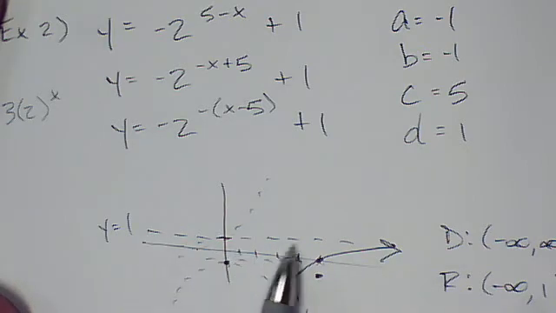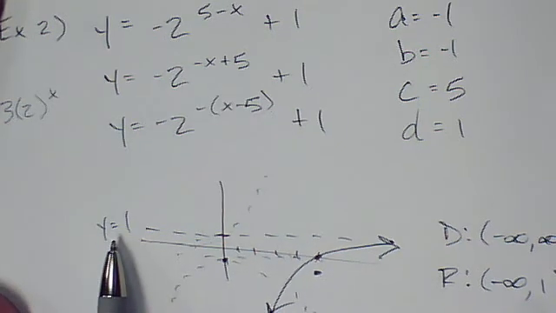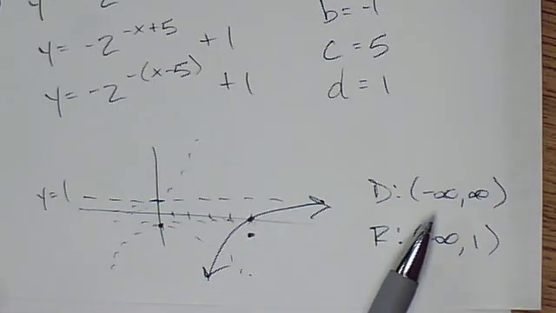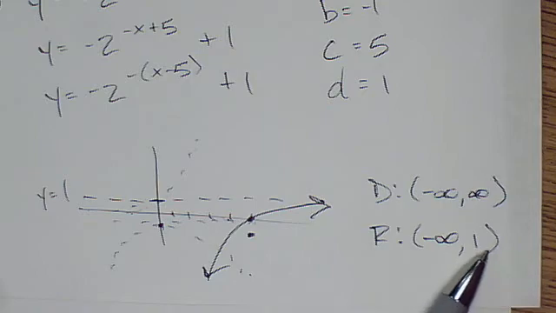Because it moved up 1, the horizontal asymptote is now at y equals 1. Here's your domain. It's always going to be all real numbers. Your range comes up from negative infinity all the way up to 1, and it's non-inclusive at the 1.